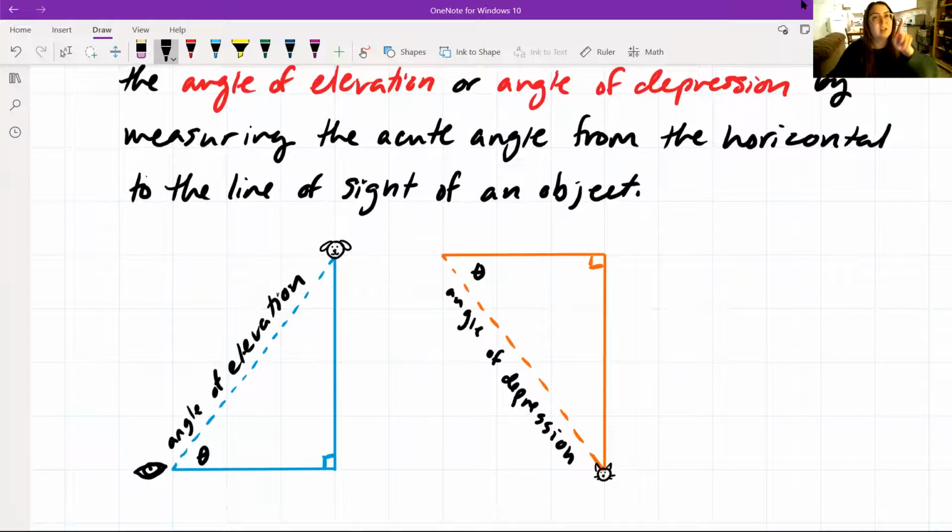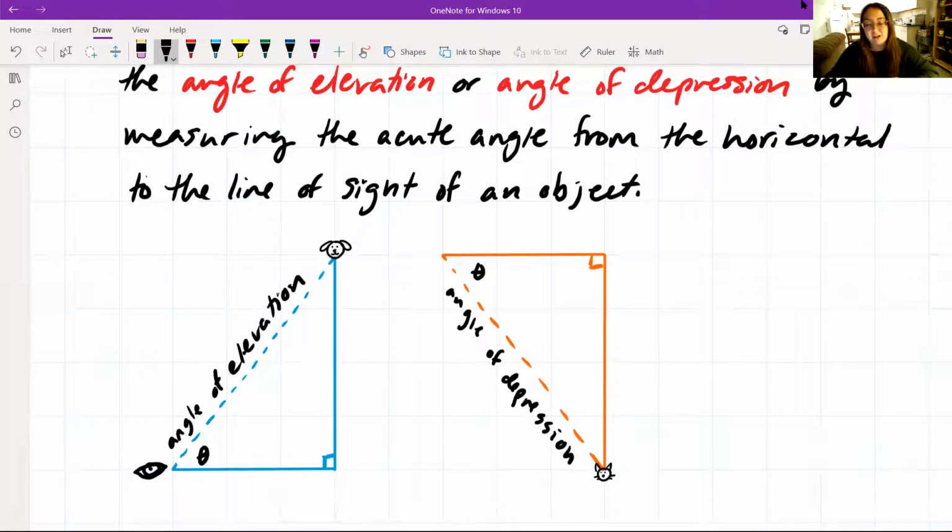And when we look at it, we're looking at it with a straight line, which then becomes our hypotenuse. And the angle from the ground, or whatever our horizontal is, with the angle of how high we're looking up, that gives us that angle theta. So with an angle of elevation, here's the ground and you're looking up, and that's how you use your angle of elevation.